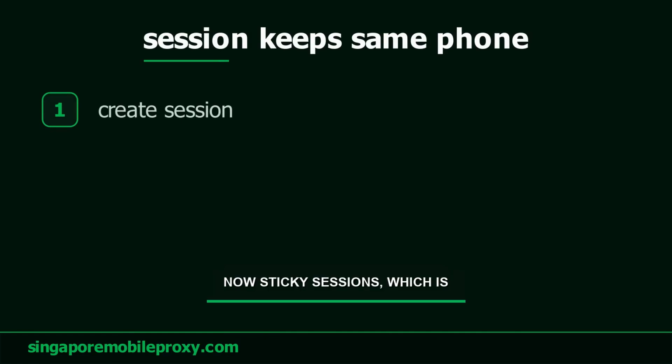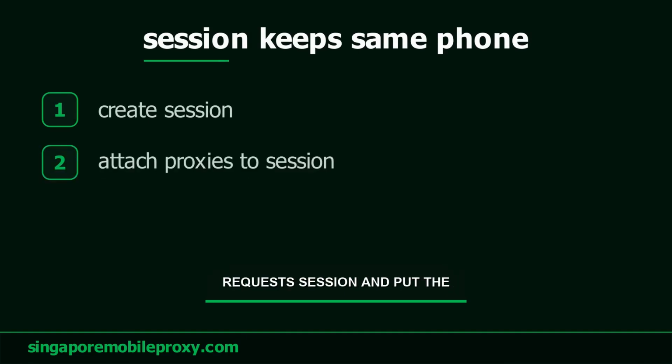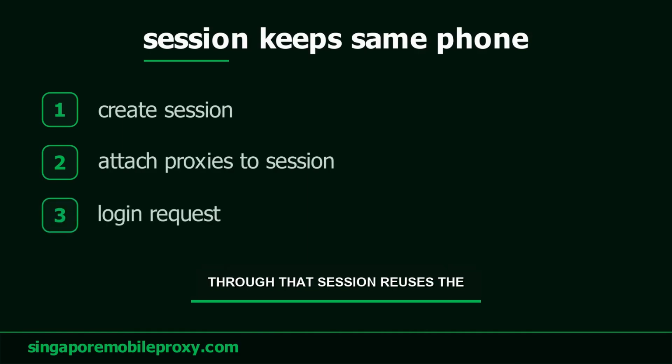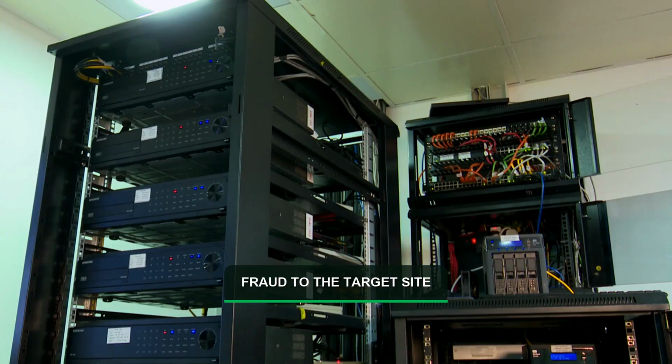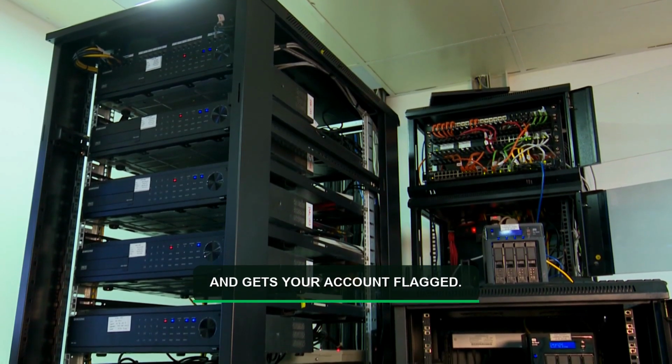Now sticky sessions, which is why you want a session object. When you create a requests session and put the proxies on it, every call through that session reuses the connection and stays on the same phone. That is what you want for anything that logs in, because a login that jumps to a new IP halfway through looks like fraud to the target site and gets your account flagged.